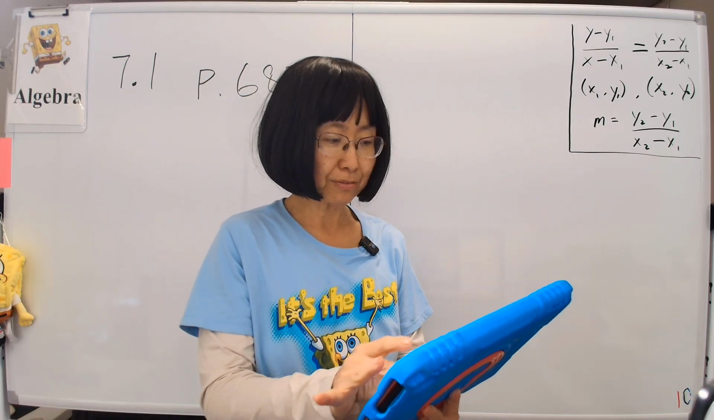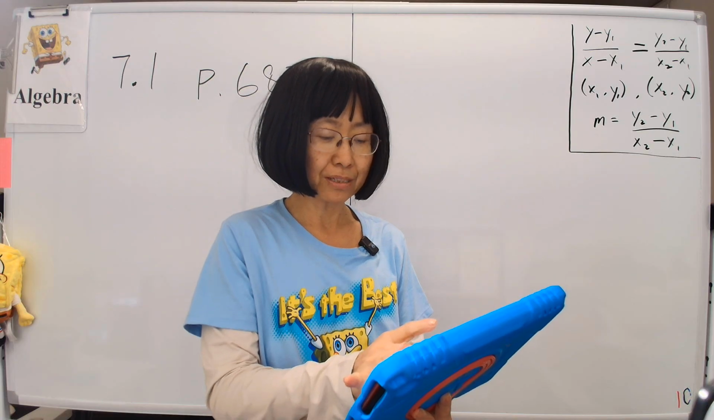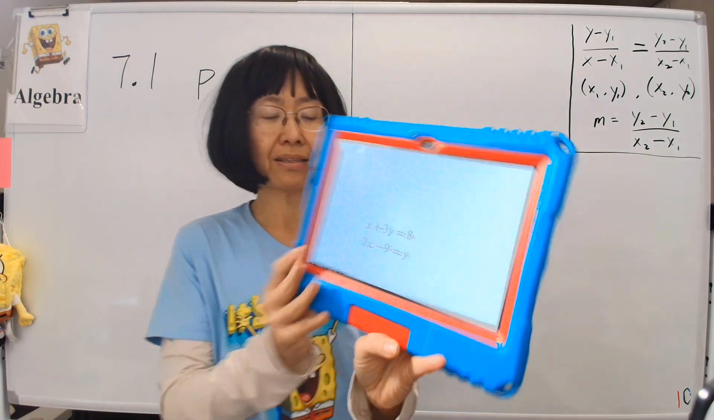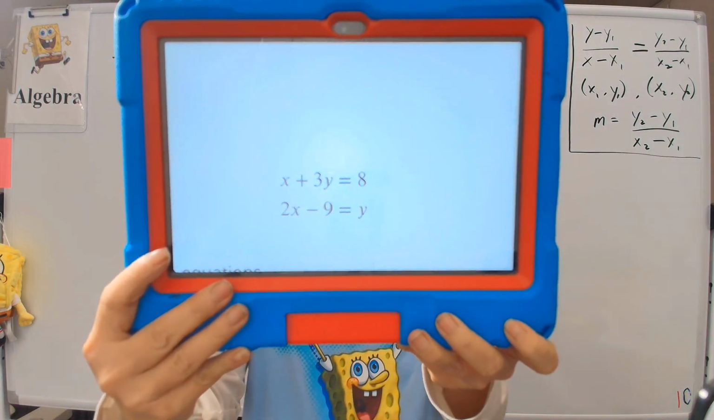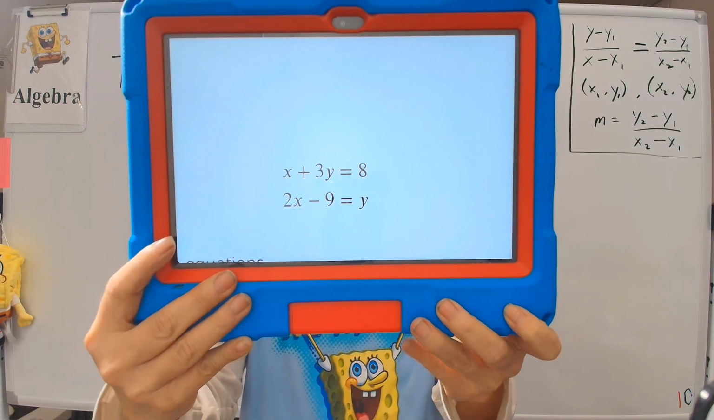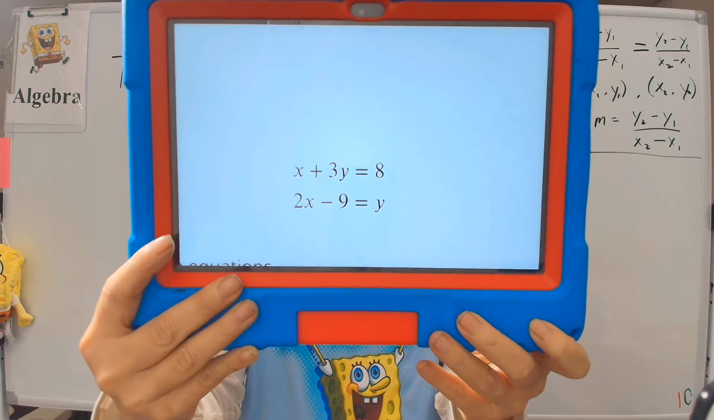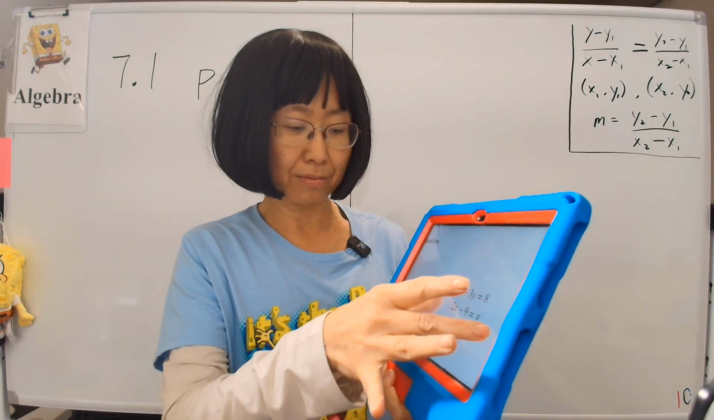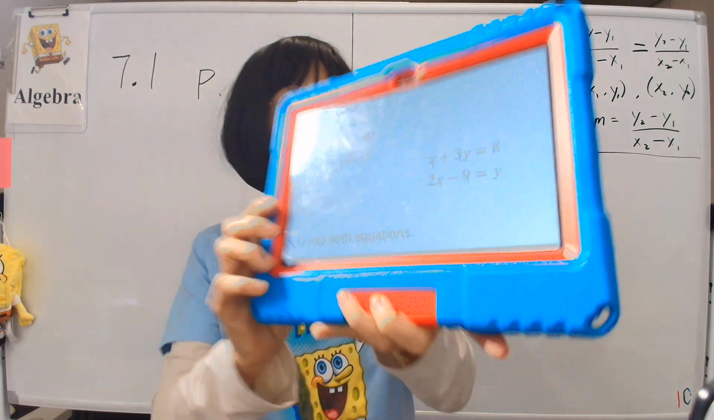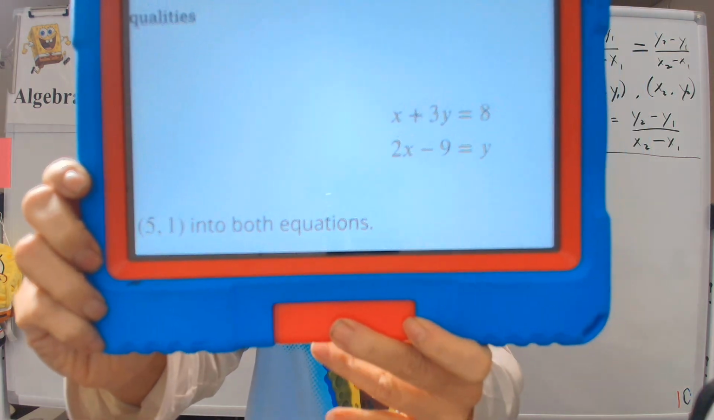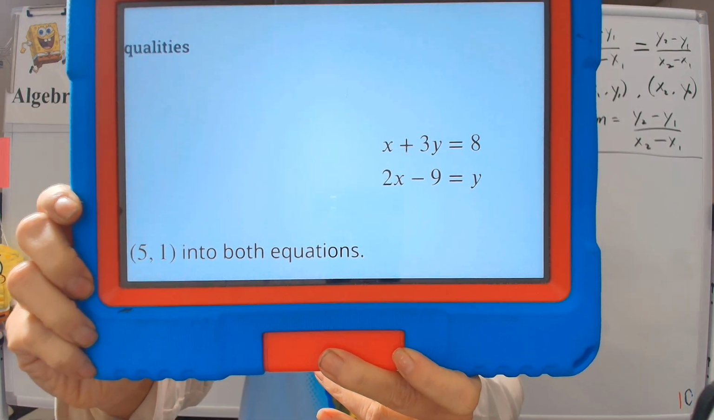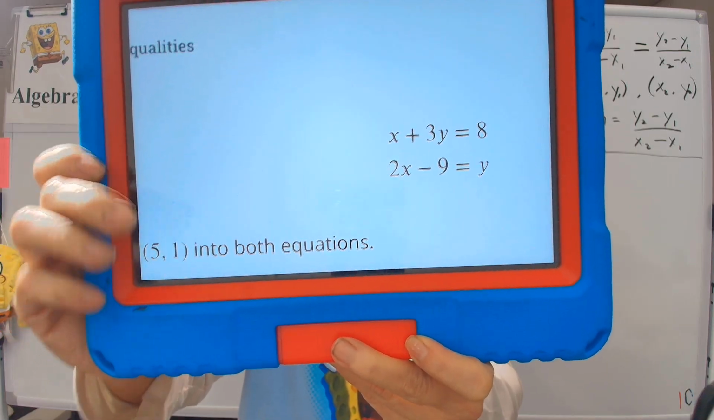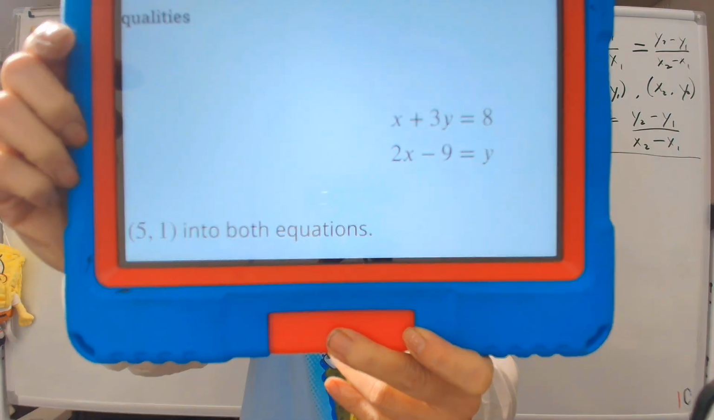On the next page, we have a system of equations, which is x plus 3y equals 8, and 2x minus 9 equals y. Now remember, x equals 5 and y equals 1. By just looking at that, let's see, do we have that? Yeah, right here. Okay, so now all the information is on my tablet. So if x is 5 and y is 1, does this satisfy those equations? Let's do that right now, okay?